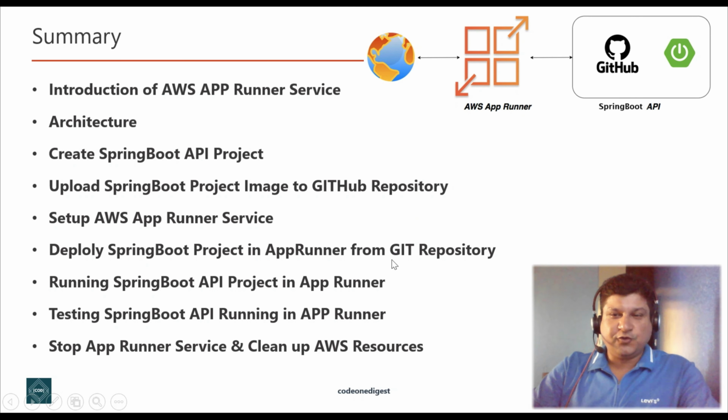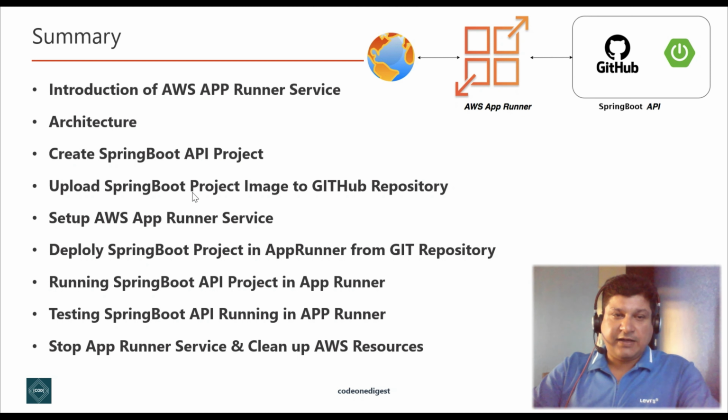Okay, friends. So here is a summary of this tutorial. Let me summarize what we learned in this tutorial today. I gave you an introduction of AWS App Runner service. I showed you the architecture diagram. I explained what we are trying to achieve in this tutorial through an architecture diagram, how we are writing the code, how we are uploading it into a GitHub repository, and how we are deploying it into our App Runner service. Then I showed you my Spring Boot API project.